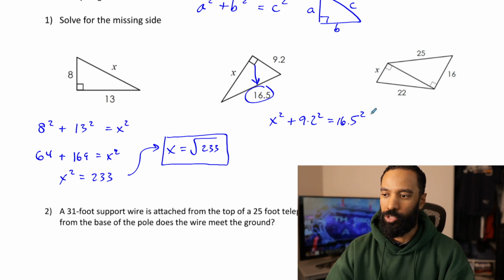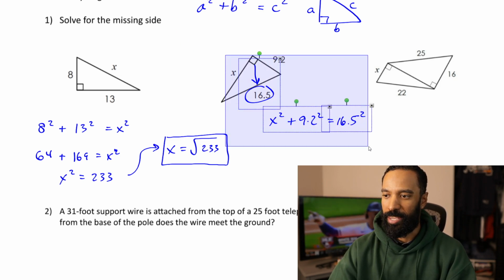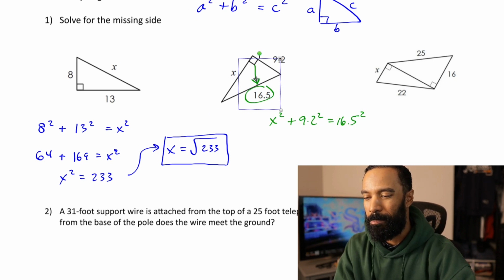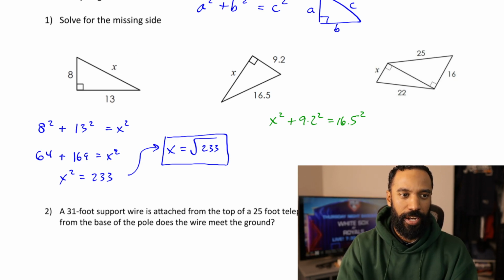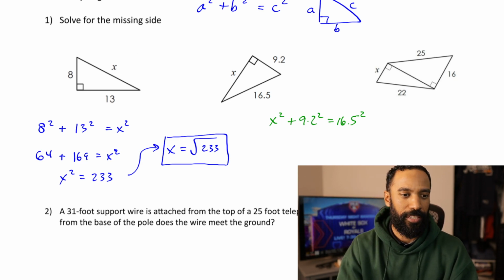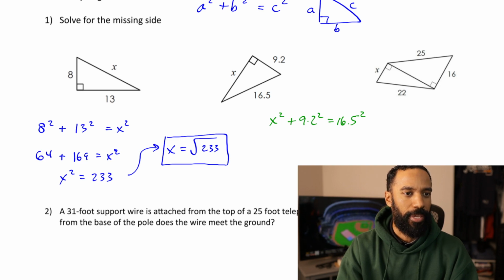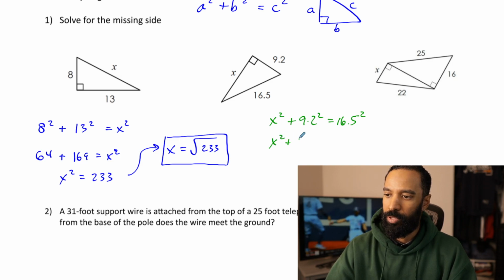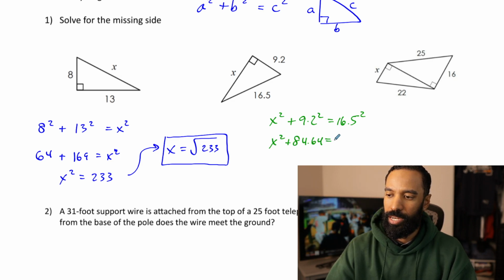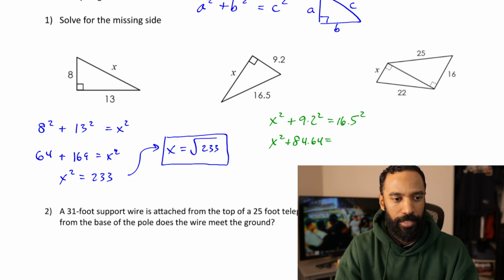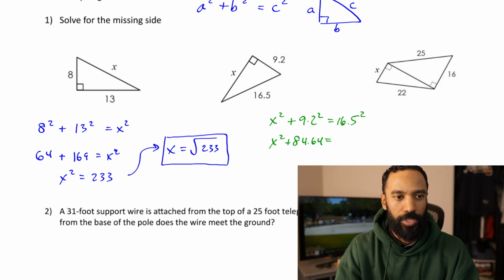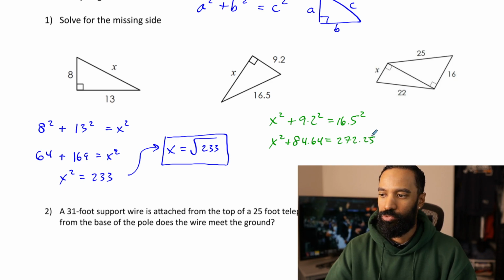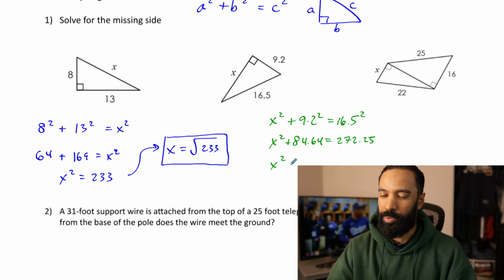I'm going to change the color and get my calculator ready because I don't know these numbers squared for the life of me. This is one where it's probably better that I just round my answer ultimately, but let's see what 9.2 squared is. I'm getting 84.64. So x squared plus 84.64 equals 16.5 squared, which is 272.25.